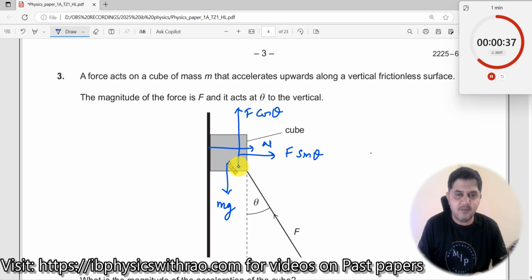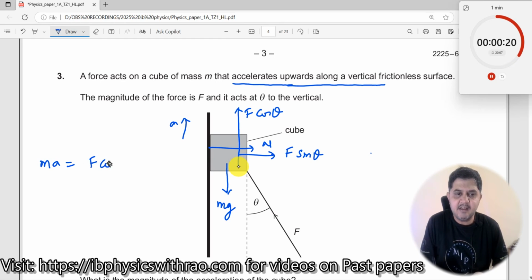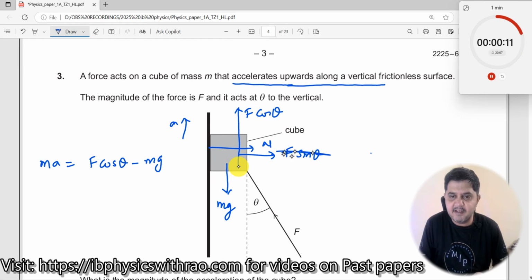Now we need to account for the forces. Now where is the acceleration? It says that it accelerates upwards along a vertical frictionless surface. That means the acceleration is in this direction over here. So if a is in this direction, considering a to be positive, net force ma is equal to F cos theta minus mg. We should not be bothered about this; it's not required over here. We are only looking at this one here. Sorry, F sin theta will not be like this. F sin theta will be like this.